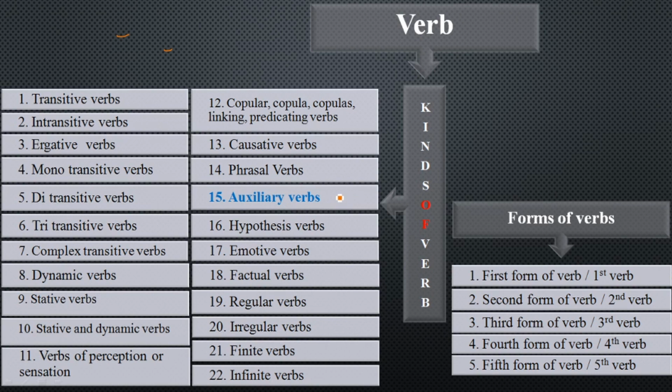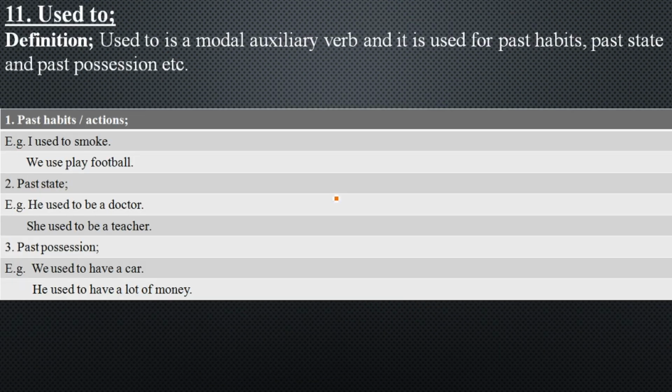Today we will be discussing the 15th kind of verb that is known as auxiliary verb. We have been discussing the auxiliary verbs and we have got today the last one, it is "used to".